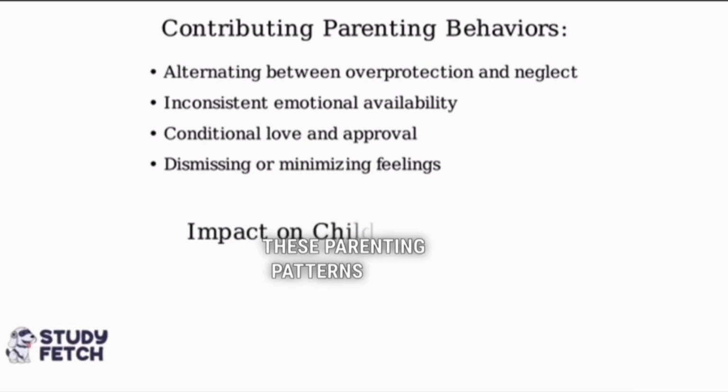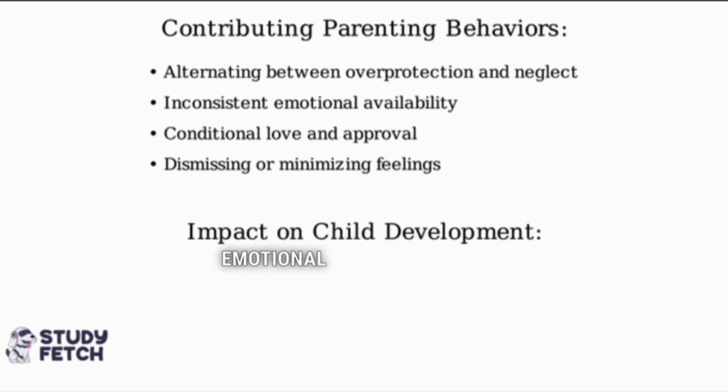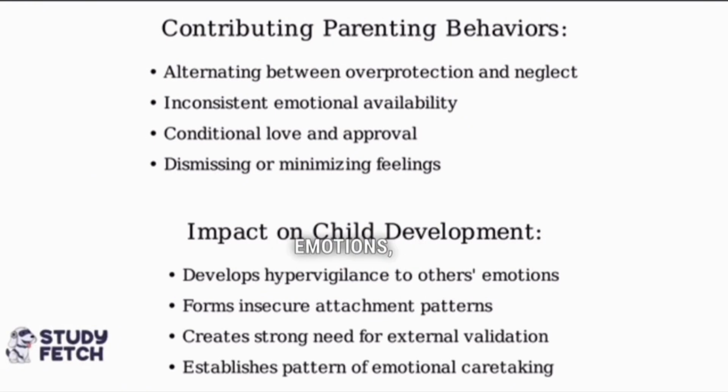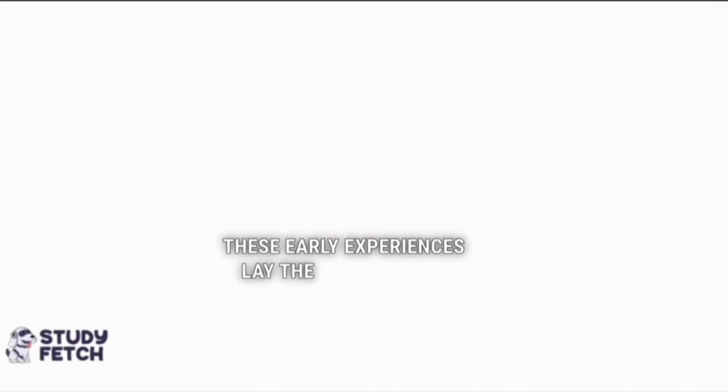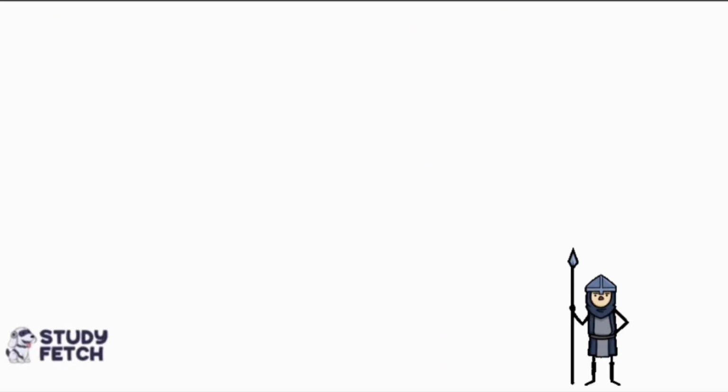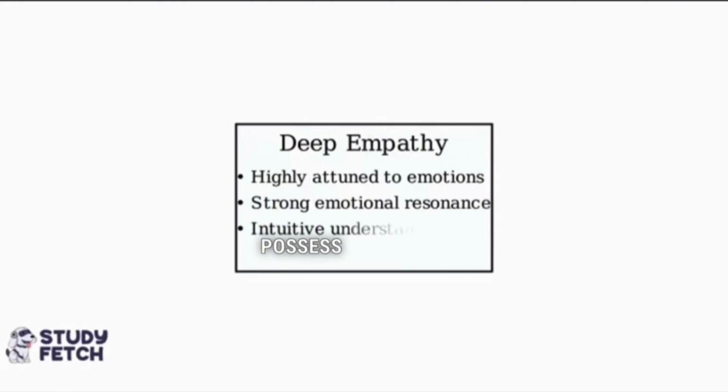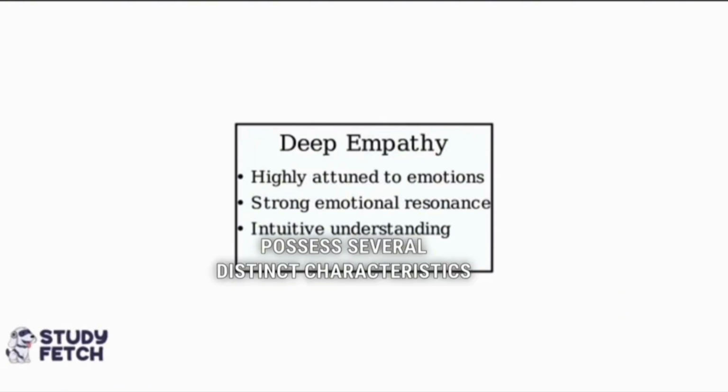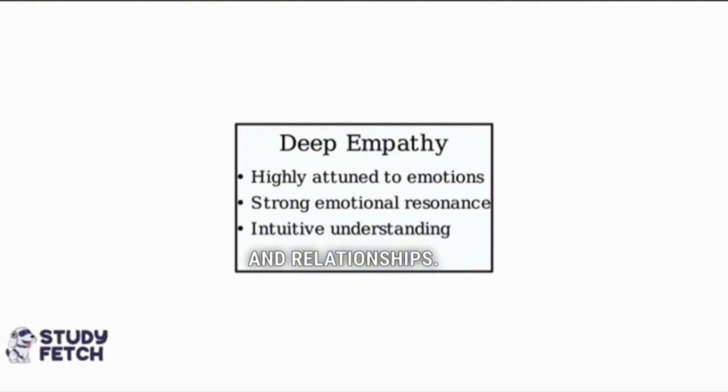These parenting patterns have specific impacts on the child's emotional development. The child develops hypervigilance to others' emotions, forms insecure attachment patterns, and establishes a strong need for external validation. These early experiences lay the groundwork for the emotional guardian's core characteristics and behaviors. Emotional guardians possess several distinct characteristics that shape their interactions and relationships.